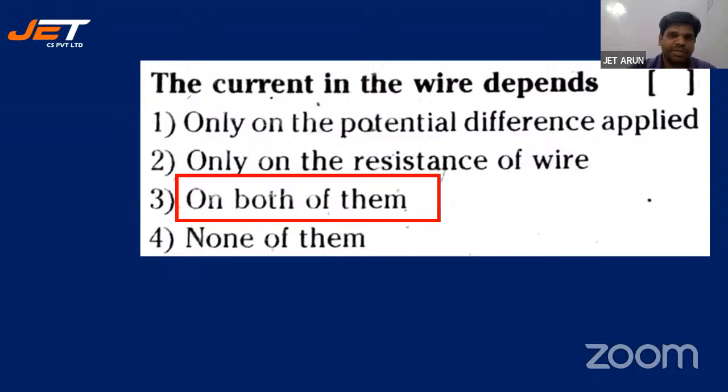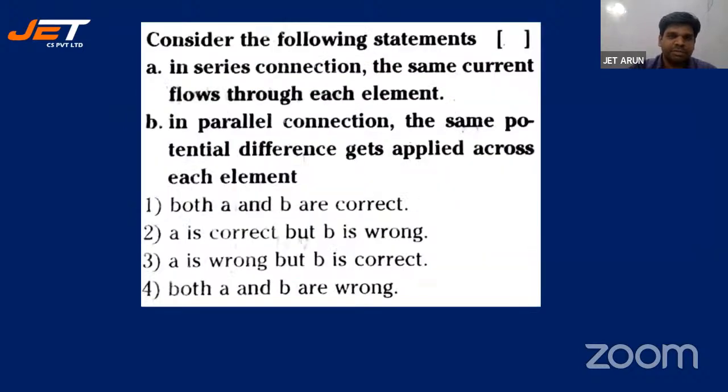All right, let's look at the next one. Here is a lengthy question. Consider the following statements. A: In series connection, the same current flows through each element. B: In parallel connection, the same potential difference gets applied across each element. So you have to remember the definitions of series and parallel. Both A and B are correct. A is correct, but B is wrong. A is wrong, but B is correct. Both A and B are wrong.